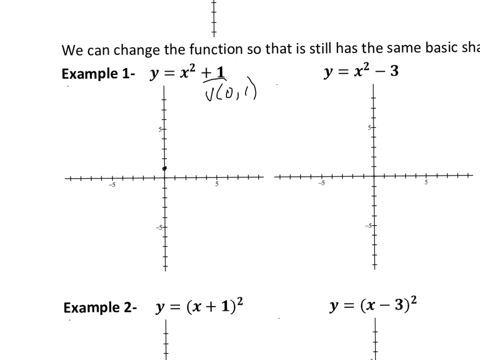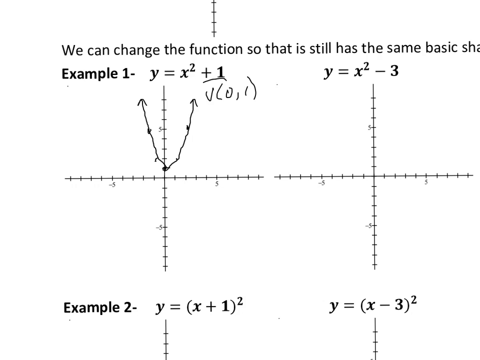Now, those same graphing technique rules apply. From the vertex, I go right 1 and up 1 squared. I go right 2 and up 2 squared. Left 1, up 1 squared. Left 2, up 2 squared. And there's my parabola.